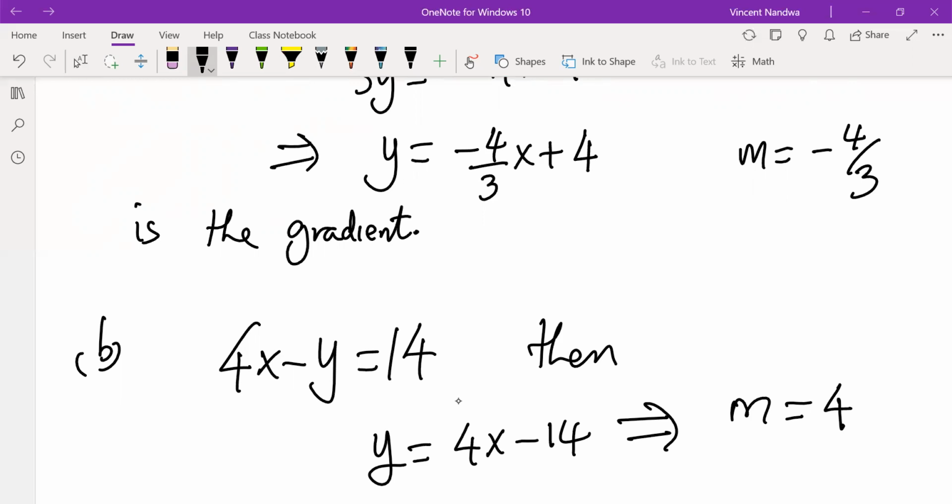So that is how you can identify a gradient from a given line. It's as simple as converting the line to the form y = mx + c, then picking the value of m.